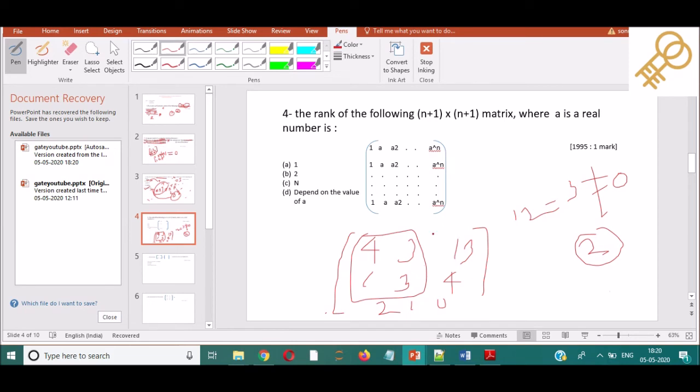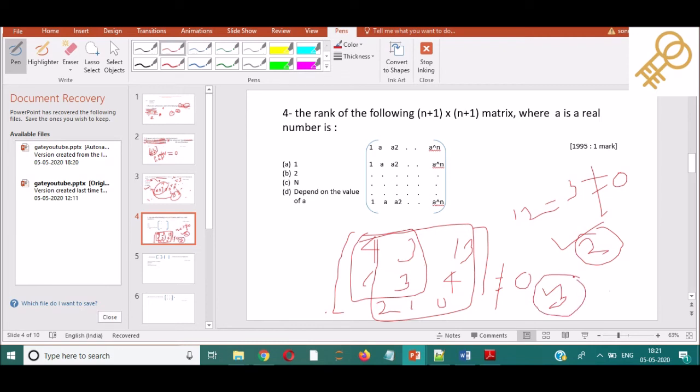Now we'll be checking for the 3 cross 3. The possibility of 3 cross 3 is this, and you find the determinant of the 3 cross 3. If you are getting 0, then the rank of the matrix will be 2. If you are not getting 0, then the rank of the matrix will be 3. And there is one point to be noted: if the matrix has all elements as 0, then the rank of the matrix will be 0. The minimum rank of any non-zero matrix will be 1.